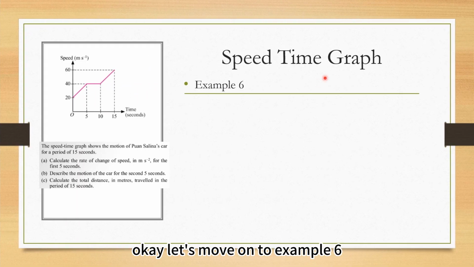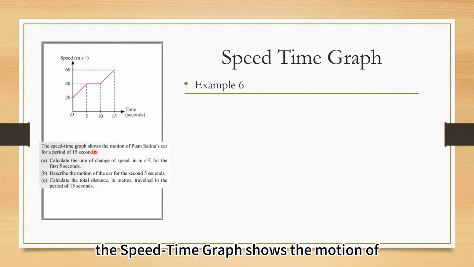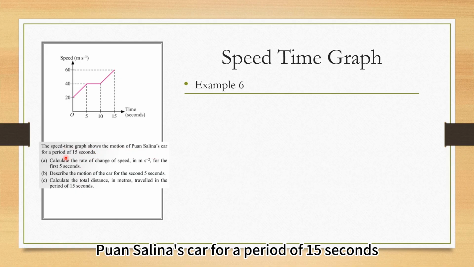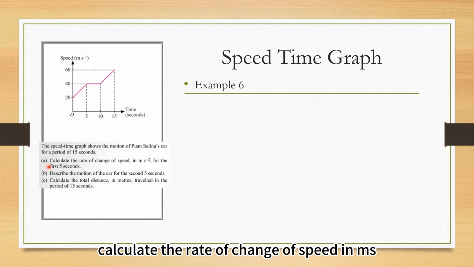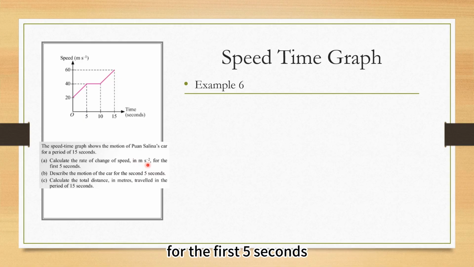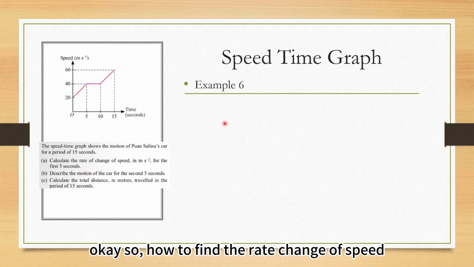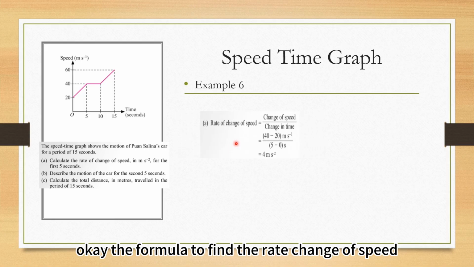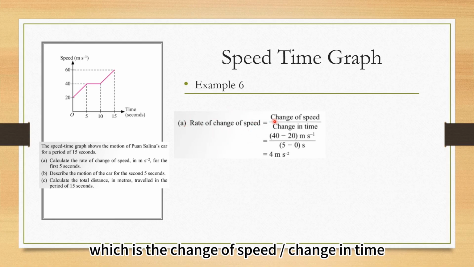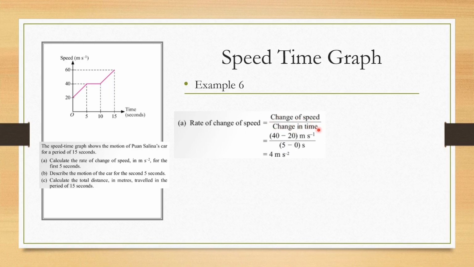Let's move on to example 6. The speed time graph shows the motion of Salinas's car for a period of 15 seconds. Question A. Calculate the rate of change of speed in m per second for the first 5 seconds. How to find the rate of change of speed? The formula is the change of speed divided by the change in time. So 40 minus 20, divided by 5 minus 0. The answer we get is 4 meter per second.